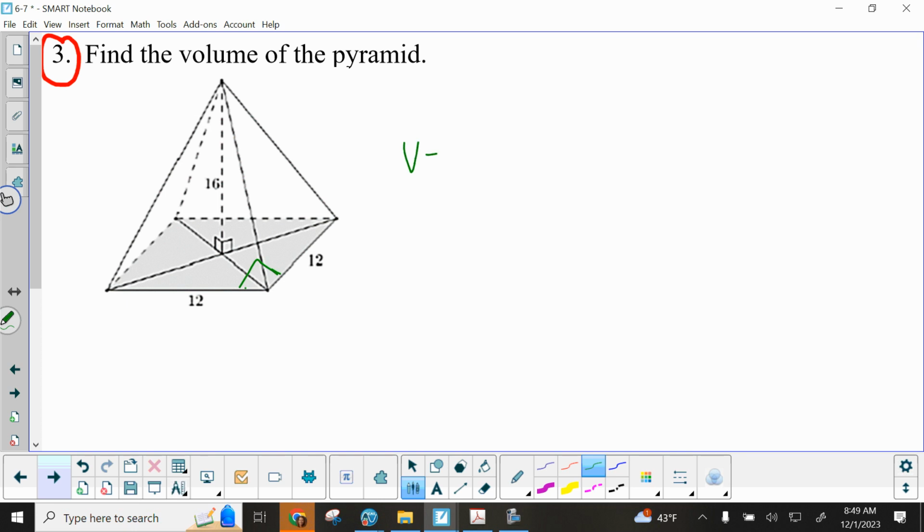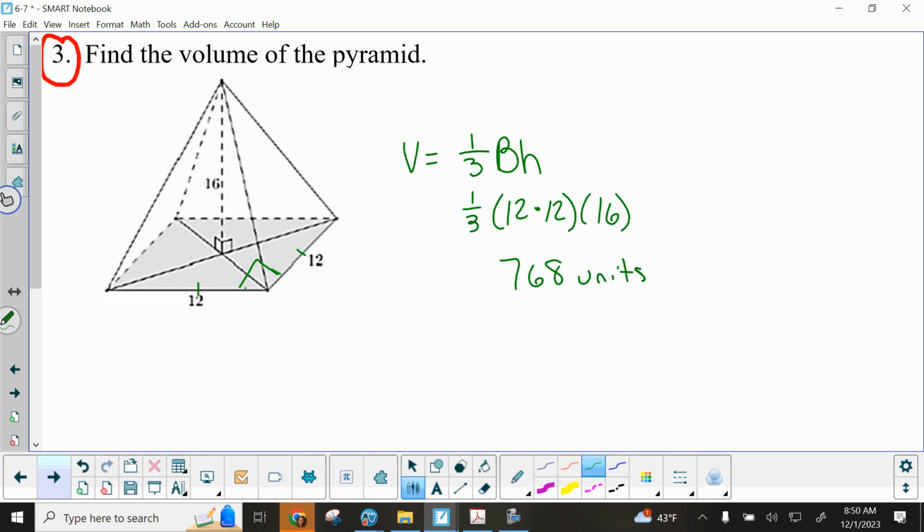So the volume of a pyramid is 1/3 base area times height. So 1/3. What is my base? My base is that square. So that's going to be 12 times 12 for the area of the square. And then times my height, which is 16. So I'm going to multiply that all together. And I get 768. And this is volume. So my units are cubed.